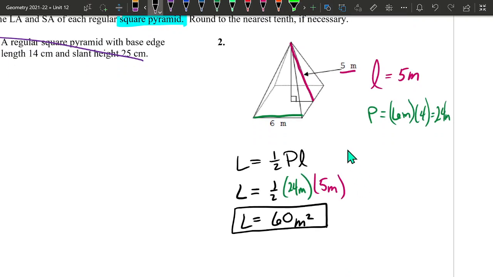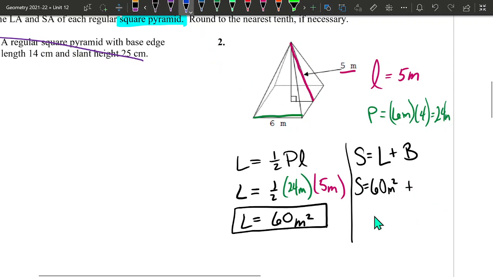And then I can use that to find the total surface area. S equals L plus B. I know L is 60 meters squared, so S equals 60 meters squared plus the area of the base. So I need to figure out what is the area of the base.